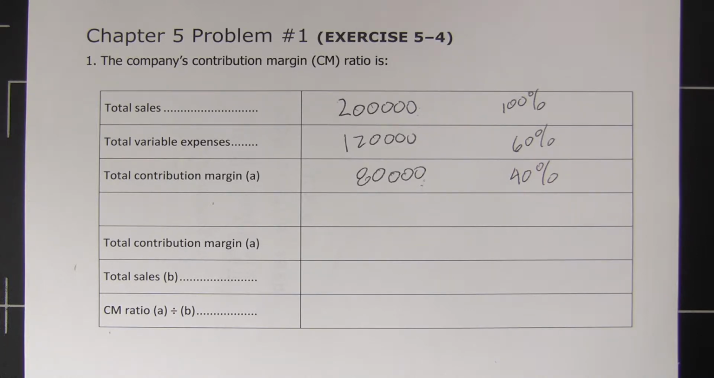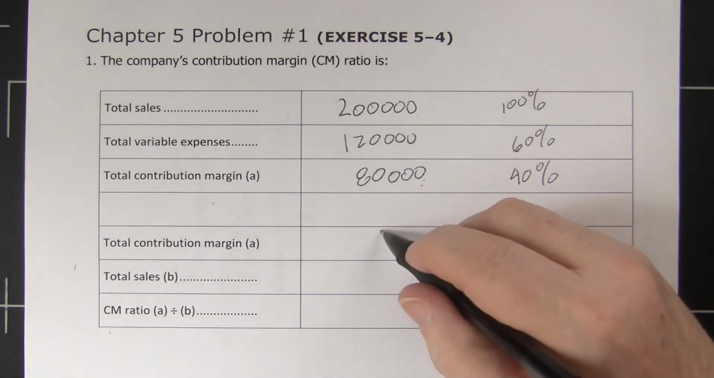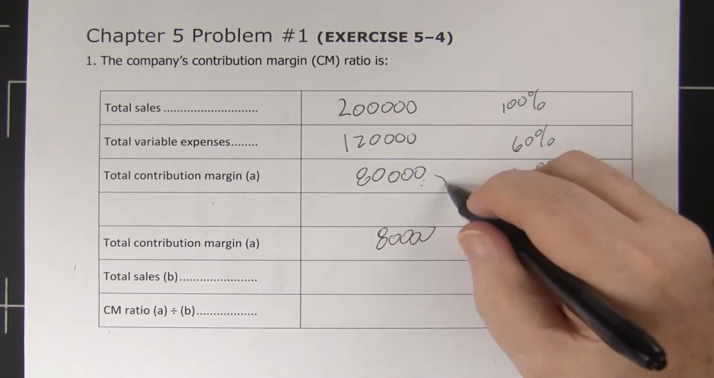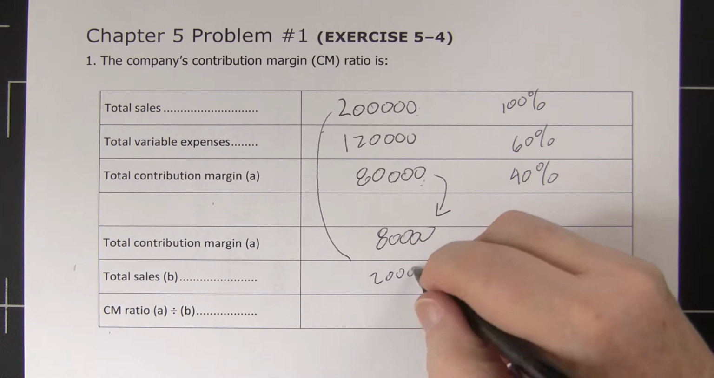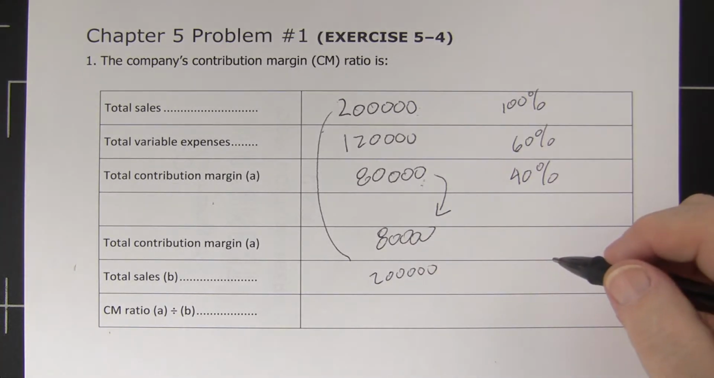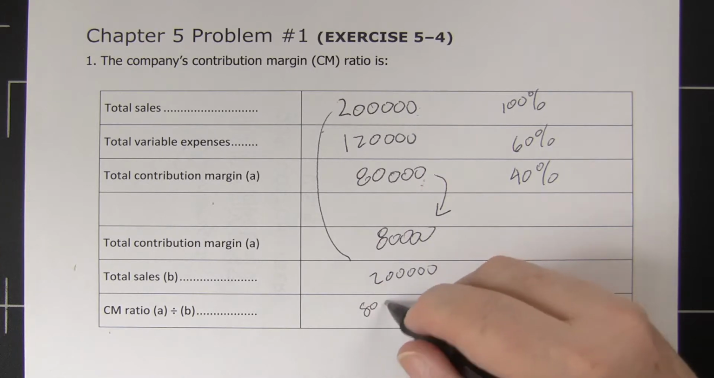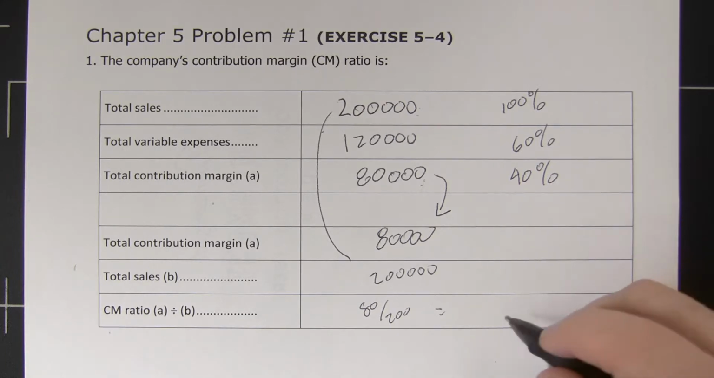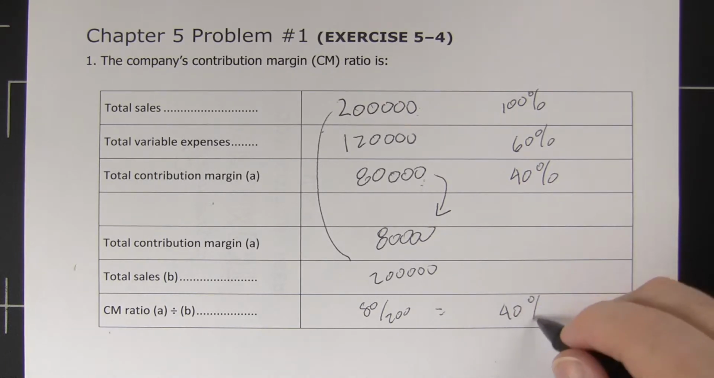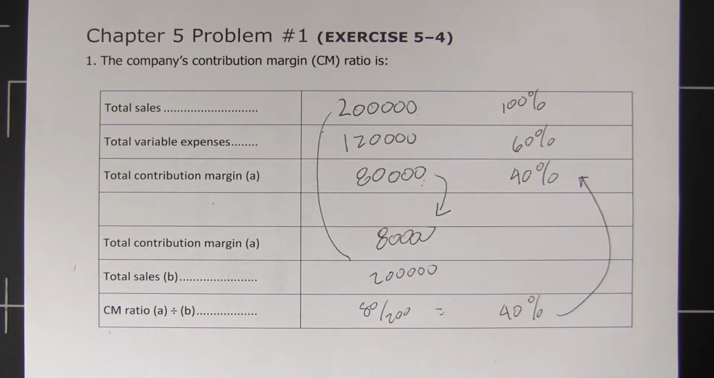So for every dollar of sales that we generate, there is a possibility of an additional 40% profit once we've covered all of the fixed costs. So let's fill in this. The total contribution margin was 80,000. That's that. The total sales was 200,000. And when you divide the 80 by the 200, you come up with the 40% that we talked about. Okay, so that's how we got those numbers, and that's how they all fit together.